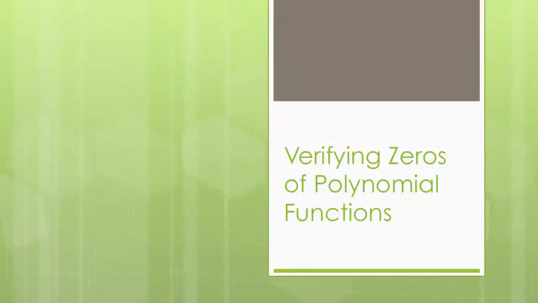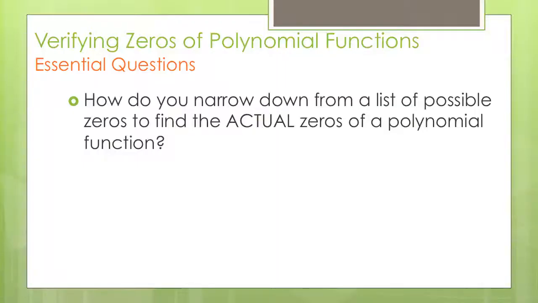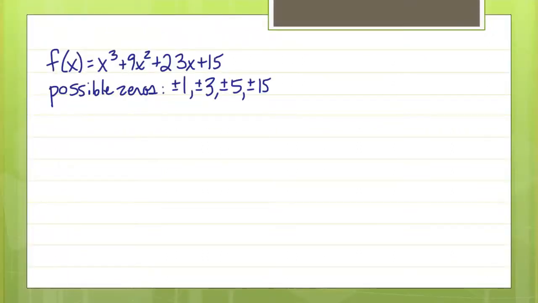Verifying zeros of polynomial functions. We're going to go from possible to actual. So we're going to narrow it down from a list of possible zeros to find the real ones that actually work. Not real like real numbers, but actual zeros of the function. I'm picking up one of the problems from the last video.